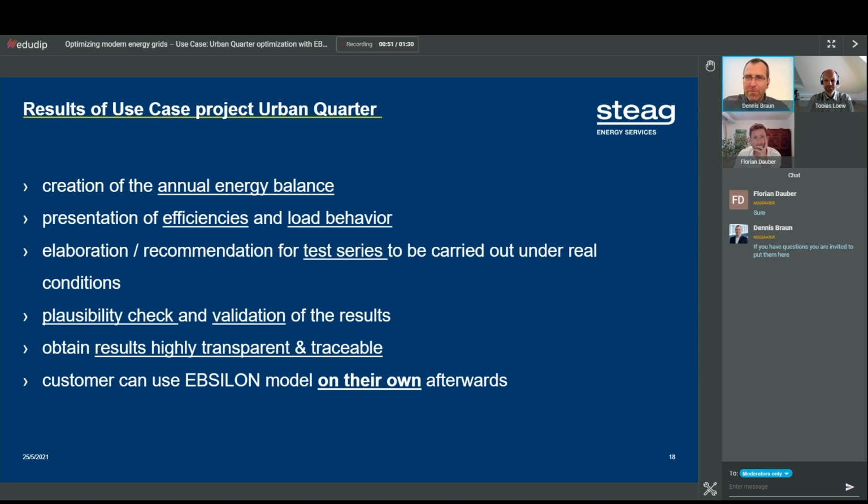And last thing, the customer can use the model on their own afterwards. Now, after we saw from Tobias the scripting and everything, you can set it up so nobody, maybe not even yourself, is able to use it in the future, or you make it in a structured way, and use by customers, colleagues, and future users is ensured.